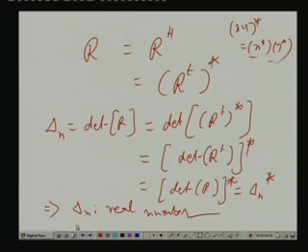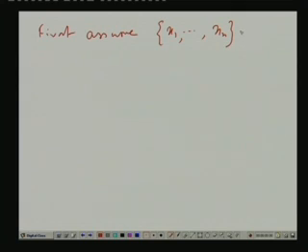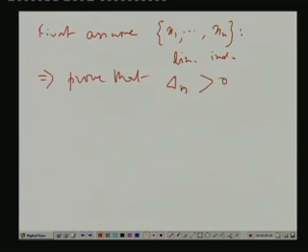Okay. Next, we show it is not only real, it is greater than or equal to 0. In fact, it is greater than 0 if x 1 to x n form a linearly independent set. So, first assume linearly independent. Then we prove that delta n is strictly greater than 0.